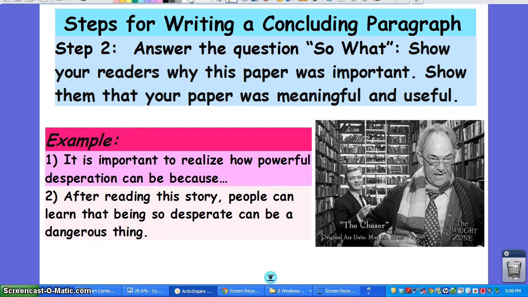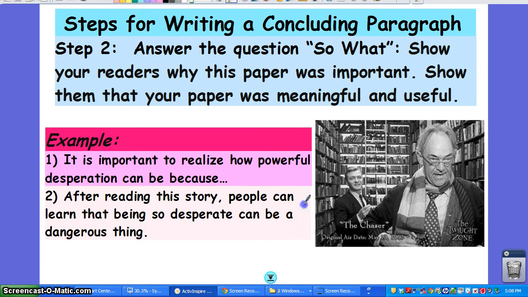So I'm going to show my readers why what I've written is important and show them how it is meaningful and useful and it can be relevant to their lives. So for the same essay, I might start off by saying, it's important to realize how powerful desperation can be because, and I'm going to make a text-to-world connection. I'm going to talk about how people in life often feel desperate, and when you're feeling desperate, it might cause you to do certain things you might regret.